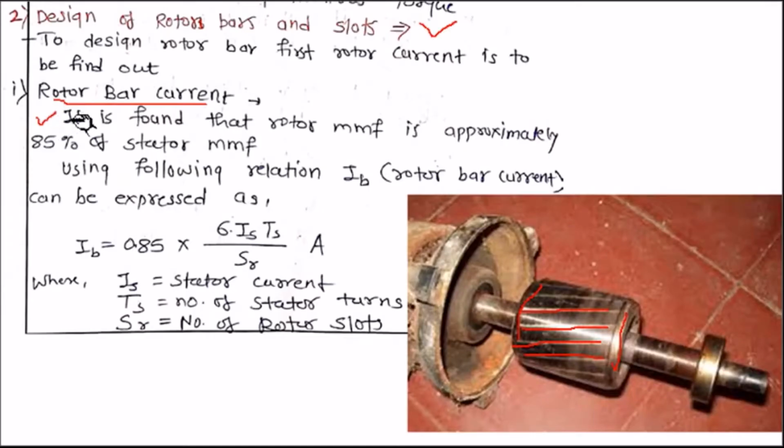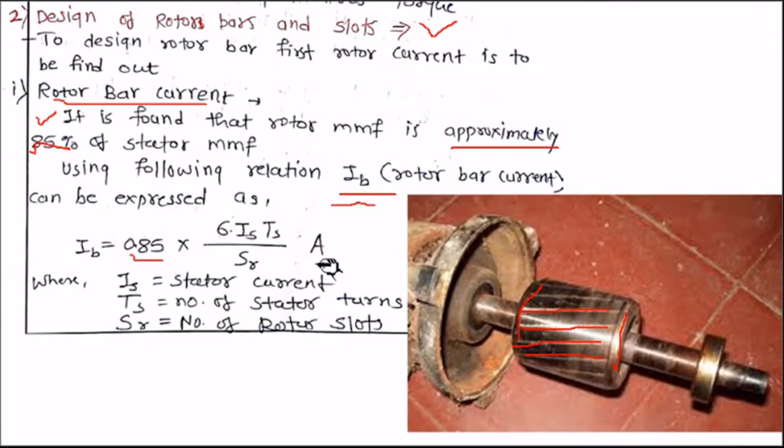So we have to make one assumption, that it is found that rotor MMF is approximately 85% of stator MMF. So if your stator MMF is 100%, then your rotor MMF is found to be 85% of stator MMF. So using the above relation, you can calculate IB, that is rotor bar current. IB is equal to 0.85, that is 85% of stator MMF.